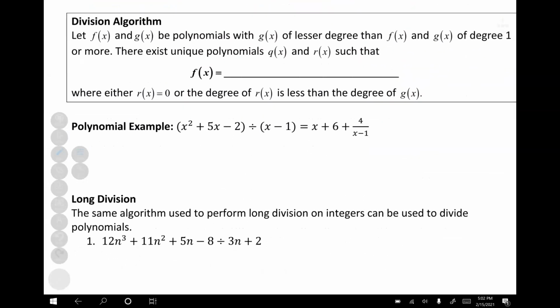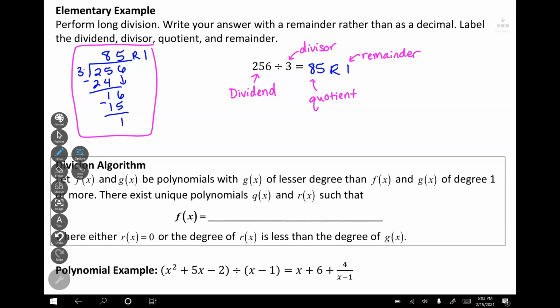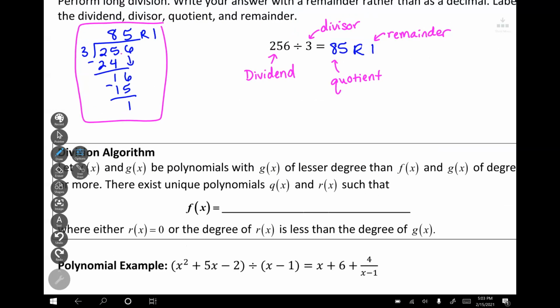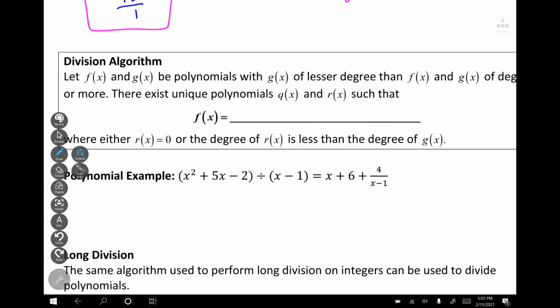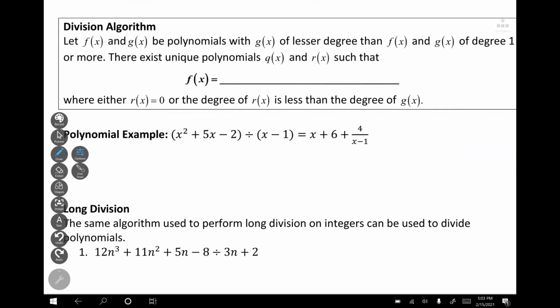All right, division algorithm. Let f of x and g of x be polynomials with g of x of lesser degree than f of x. What that's saying is you can only divide by a polynomial that has a degree lower than your dividend, right? For example up here, I'm not going to divide by a number that's bigger than 256. Same thing with polynomials. The degree of the divisor needs to be greater than the degree of the dividend. Oh, sorry, I said that backwards. The degree of the dividend, the one inside, needs to be greater than the degree of the divisor.